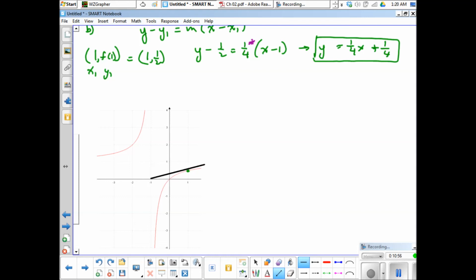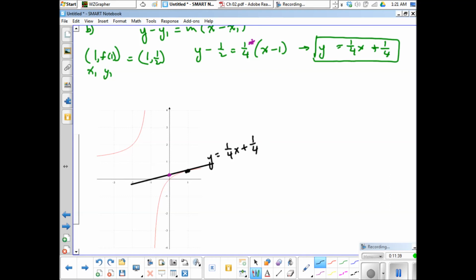One fourth x plus 1/4. So I tried to make it have a 1/4 slope, and tried to make it pass through 1/4 here on the y-axis. Okay? Alright, so there's our equation of that line. And it is perfectly tangent to this point. It touches exactly once, which is cool. So that's what we accomplished in parts A and B.